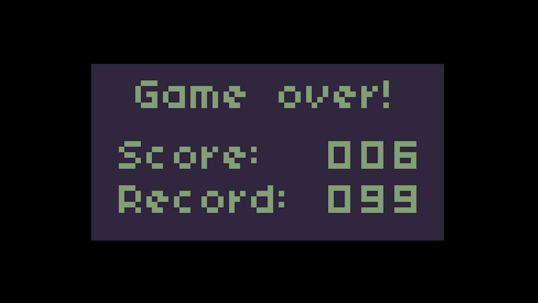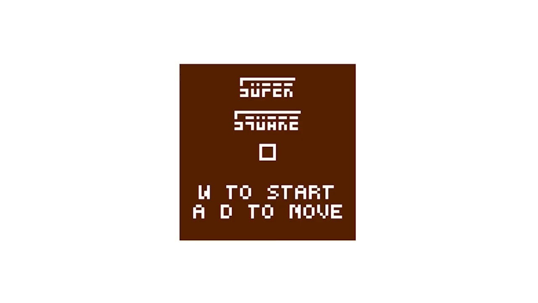Very neat. All right, moving on. Super Square by Tan. I play this a lot. I'm gonna admit I've played quite a bit of this already. Super Square. As a fan of Super Hexagon, oh yeah, this is a really solid implementation of Super Square.